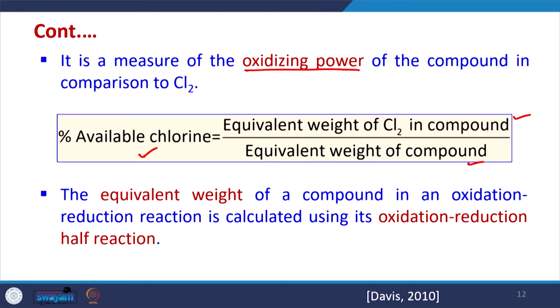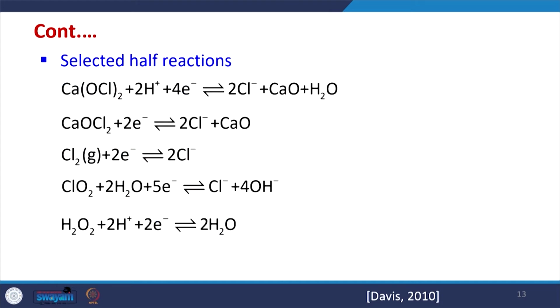The equivalent weight of a compound in an oxidation-reduction reaction is calculated using its oxidation-reduction half reaction only. Now, some of the selected half reactions are given here for different types of compounds. We can see here calcium chlorite, Cl2, ClO2, and hydrogen peroxide. Each of these reactions is given, and in each of them the species is converted into reactive Cl minus ions.